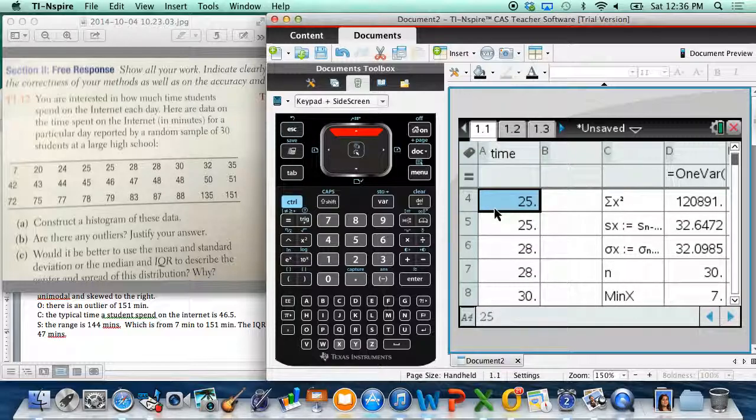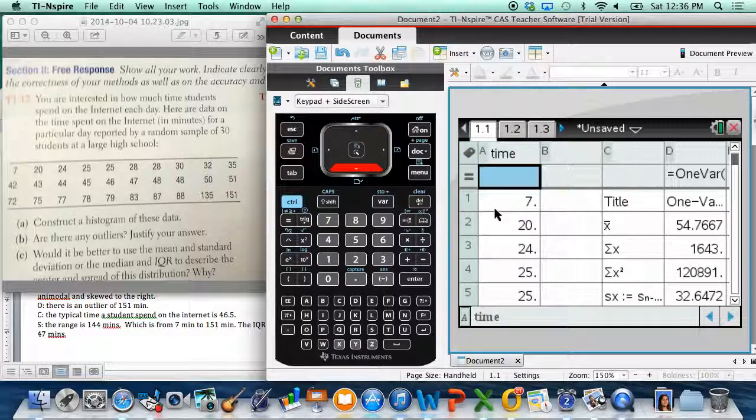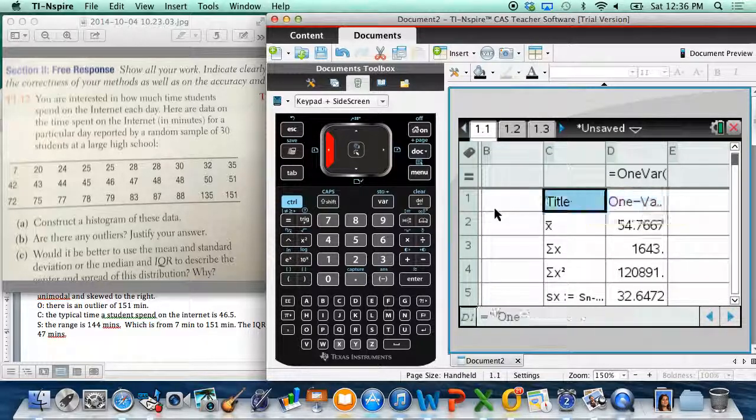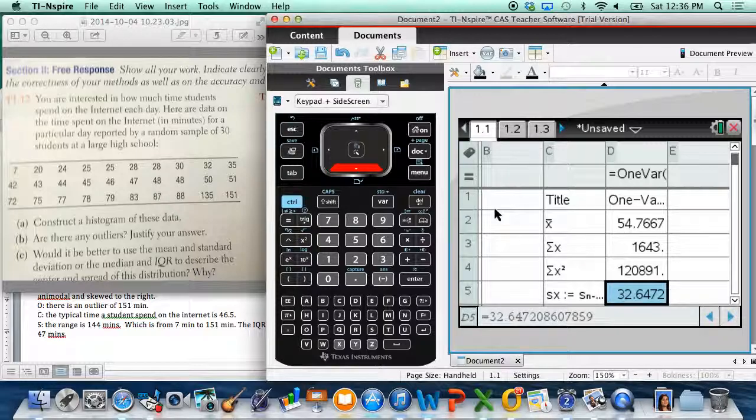A third way, and this would not be on a test, but when you're working in class or with a partner, you would calculate the one variable statistics, and you would compare your mean and your standard deviation. If those two are equivalent to your partner's, then you both have the same data in your calculator and potentially have not made a mistake.